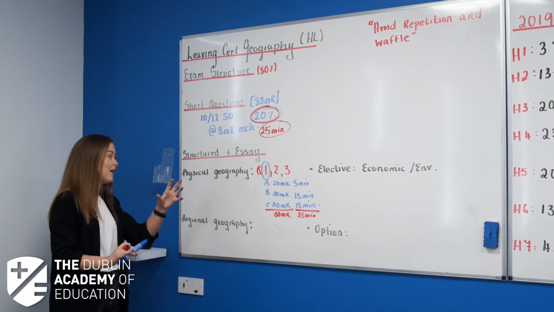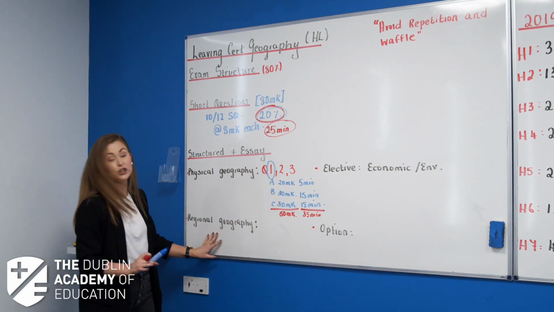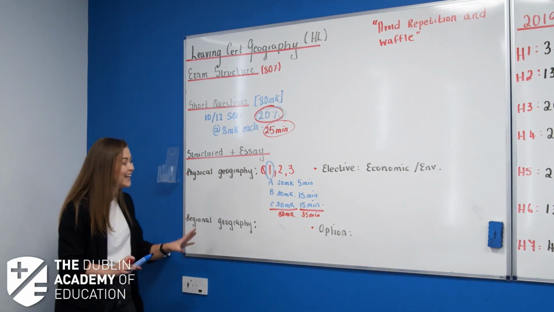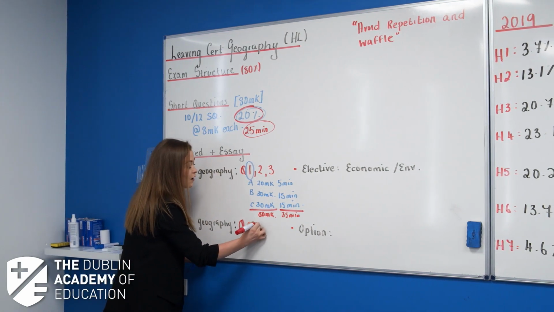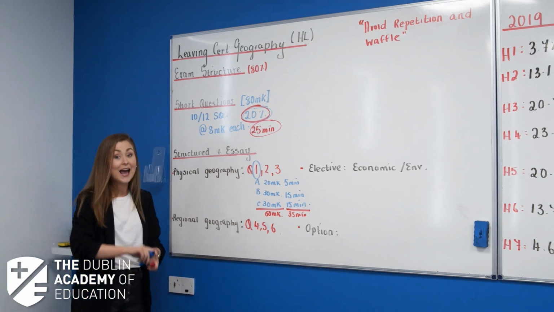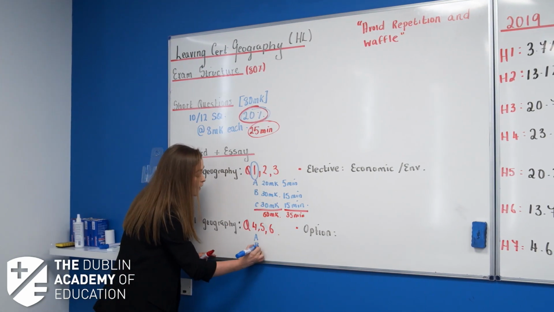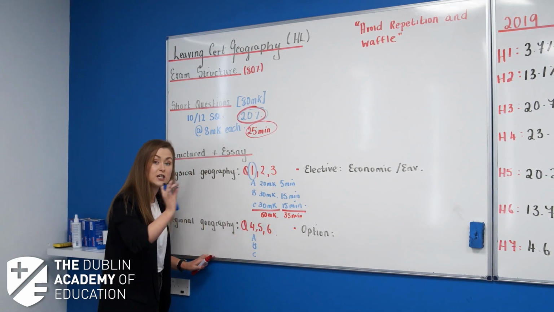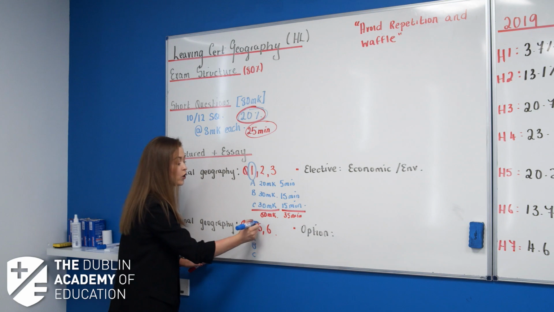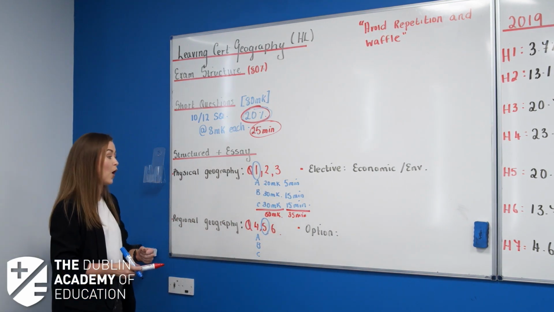Now, what you have after that, so you have your physical, you pick 1 out of the 3 of them. You then have your regional geography, again part of your core, which is questions number 4, 5 and 6. Again, the same structure applies. There's a part A worth 20 marks, part B worth 30, and part C worth 30. 5, 15, 15. You choose one of these. So maybe you might choose question number 5, whatever suits you on the day.